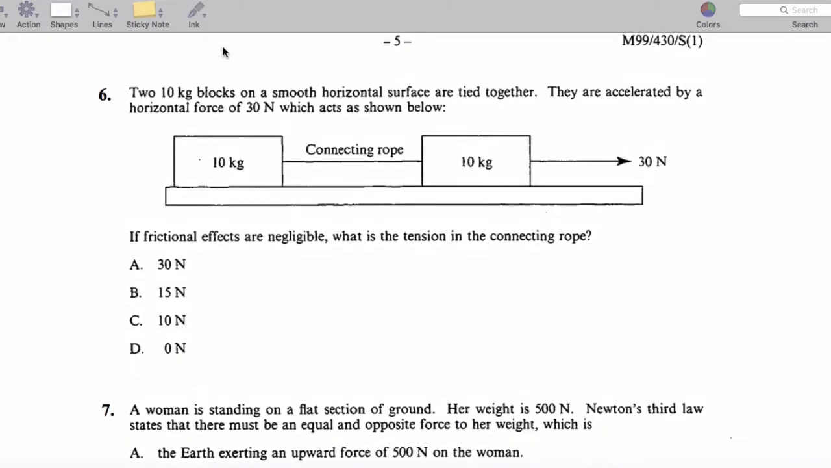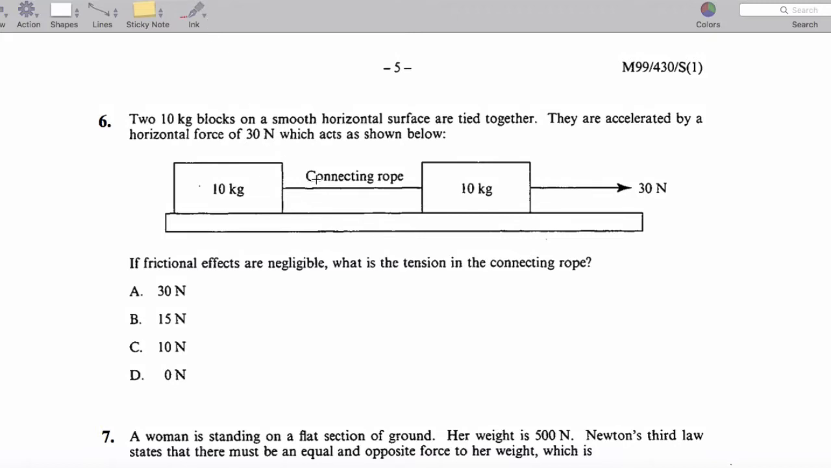And then number 6, we want to know the tension in the connecting rope if we've got these boxes like this. So let's be clear. I'm going to call this the tension here. We'll draw a free body diagram. We'll call this T and this T. And I'm only going to worry about the horizontal forces. So we have 30 minus T equals 10 times A for the first block. And then T equals 10 times A for the second block.